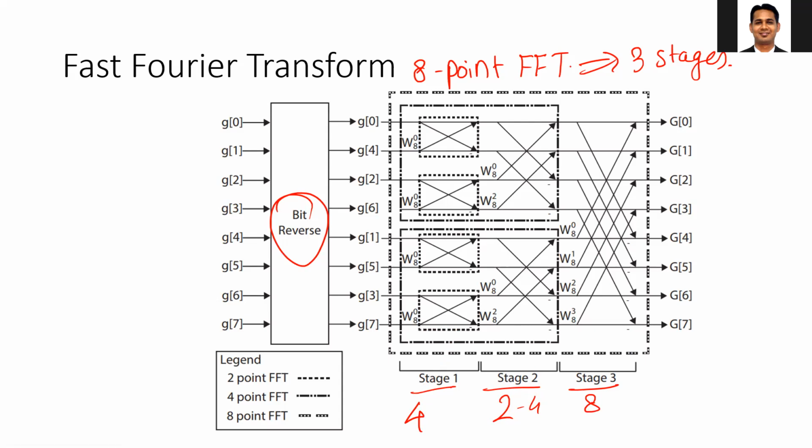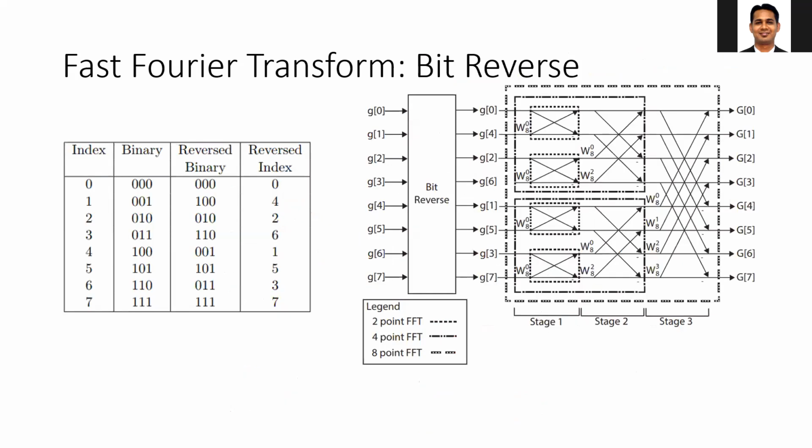Before we go into the FFT part, the bit reverse operation: in the previous case we did the hardwired one, but there is a logic we can use. For example, suppose we are doing the 8-point butterfly. The corresponding binary representation of the index is like this.